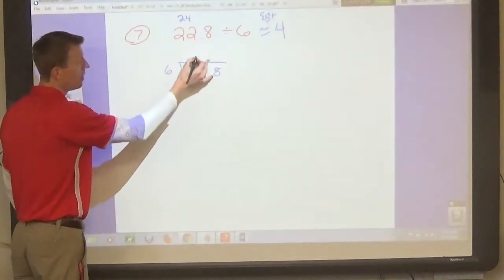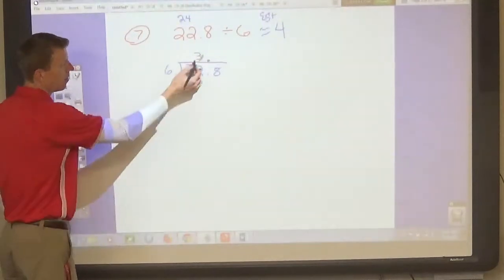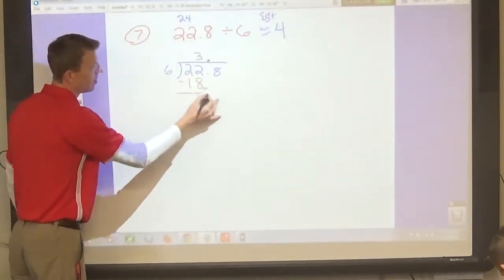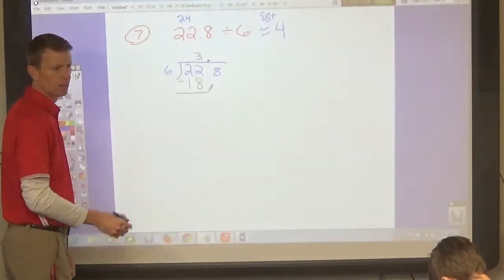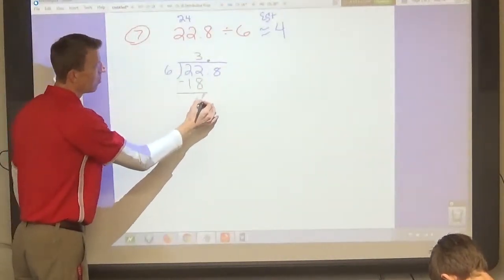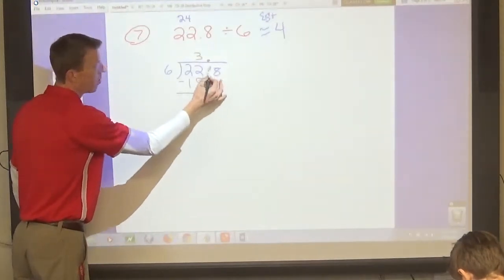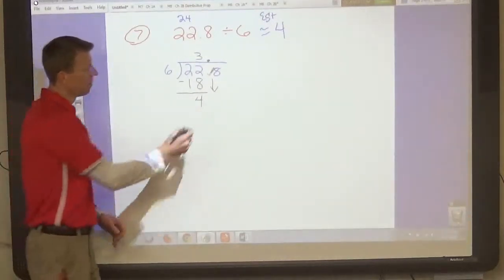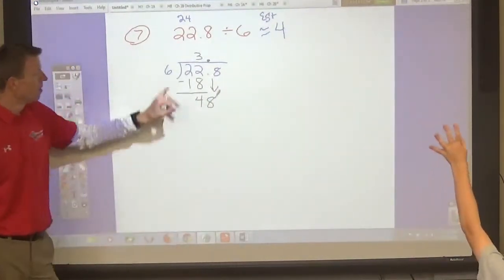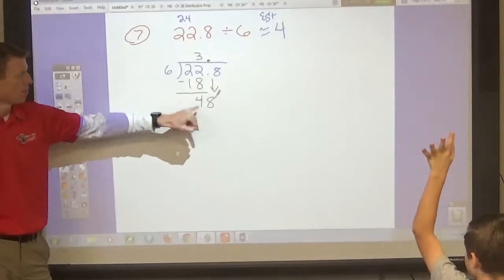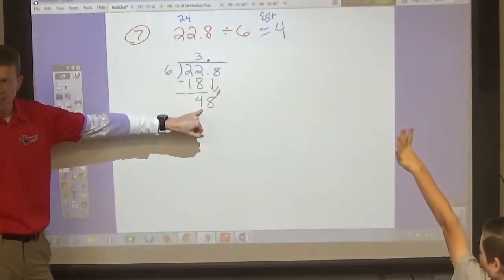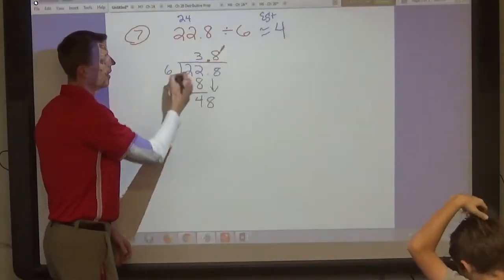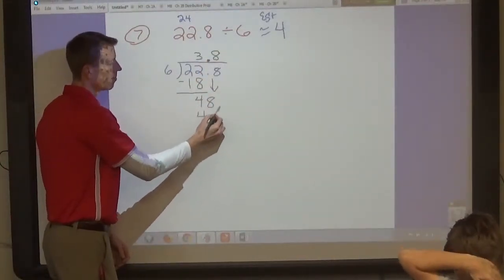Go ahead. So 6 would go into 22 3 times. Then multiply. 3 times 6 is 18. Subtract. 22 minus 18 is 4. Ignore the decimal point. Remember, when we're dividing, we ignore the decimal point. So we treat this like 48. 6 goes into 48. Rachel? 8 times. 8 times 6 is 48.